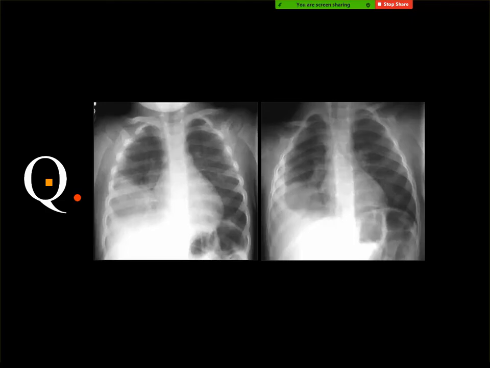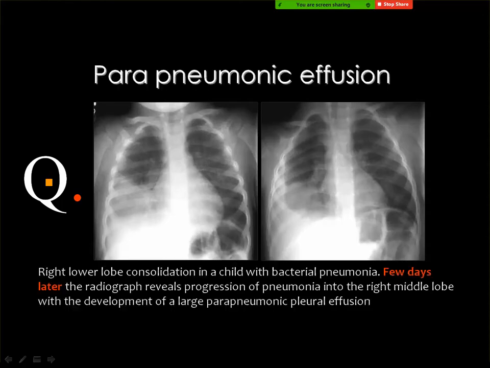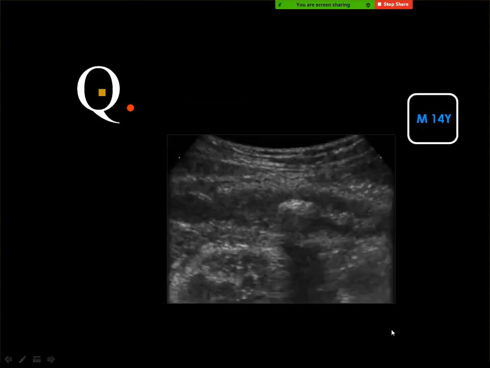Chest X-ray, posterior anterior view. Right lower zone pneumonic consolidation with pleural effusion. Very good. And this is pneumonia, patchy opacity in the lower part of the right lung associated with pleural effusion, which is extending along the lateral chest wall. Okay.